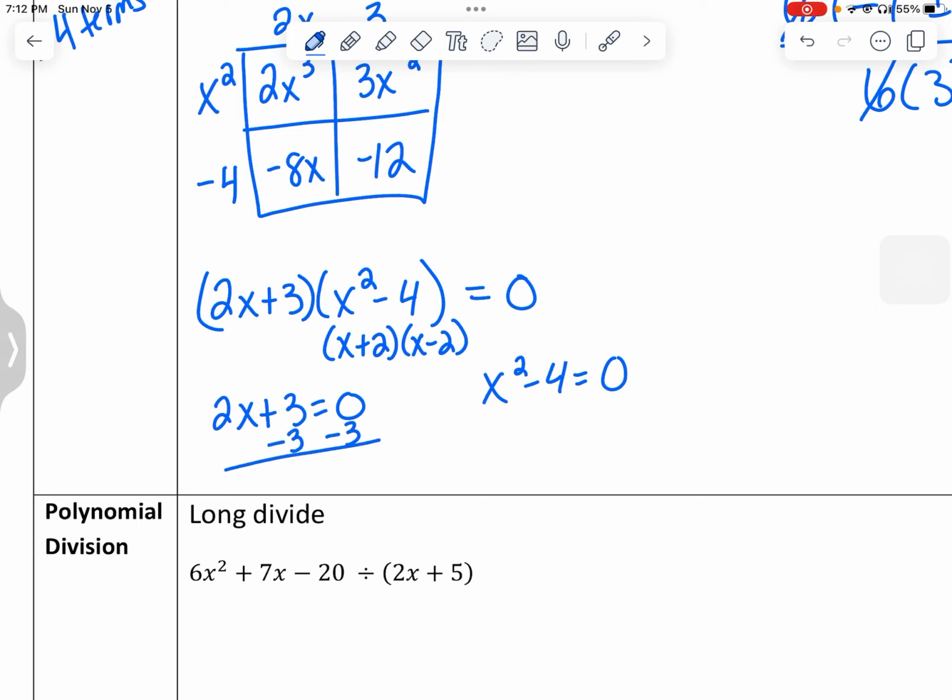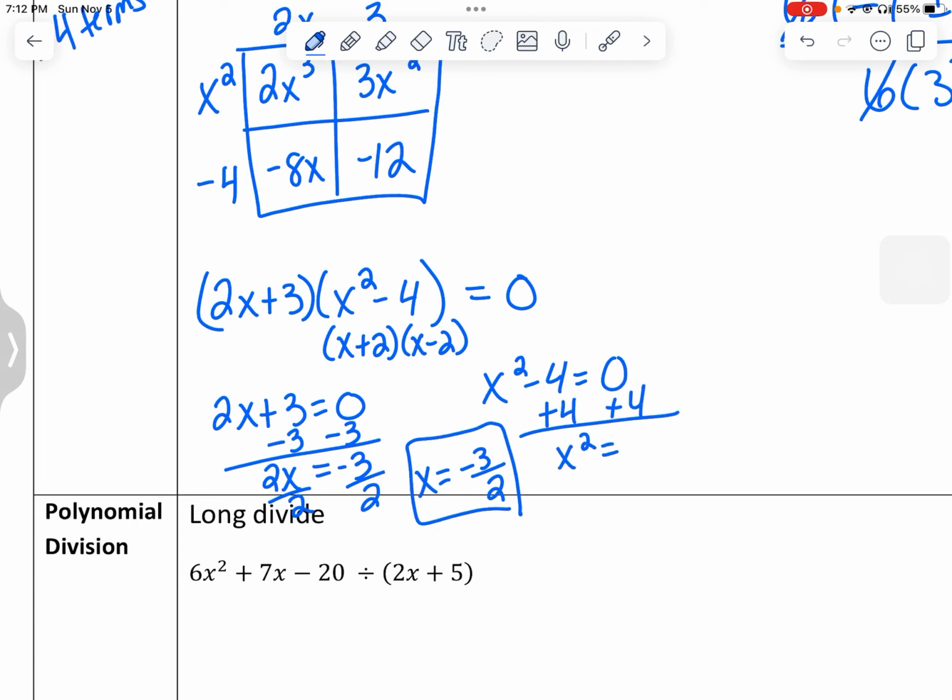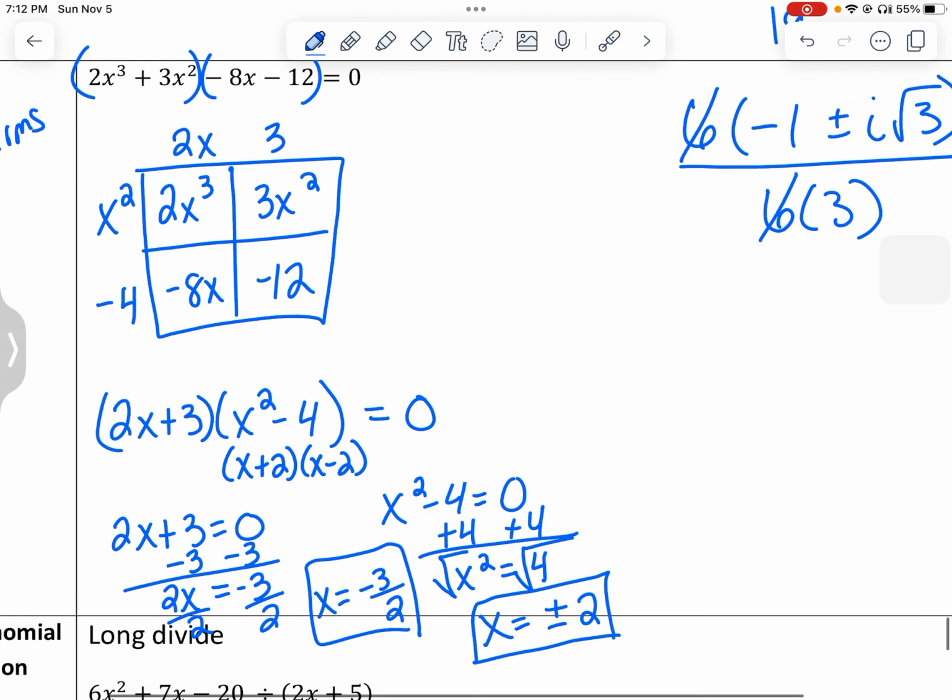So this one, I would have to subtract the 3 and then divide by 2, and I get x equals negative 3 halves. On this side, I would have to add 4 to both sides, and I get x squared equals 4. Then I would square root, and I get both positive or negative 2, since 2 squared is 4 and negative 2 squared is 4. So I get 3 answers, and they're all real answers this time. So I had 3 possibilities for x that would make this equation 0, and they are negative 3 halves and positive and negative 2.